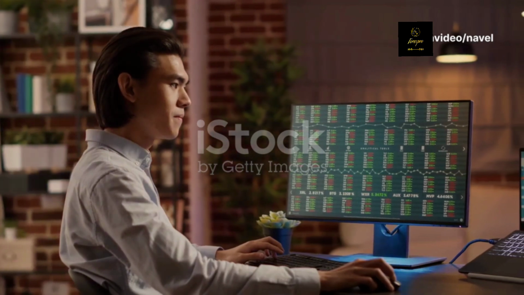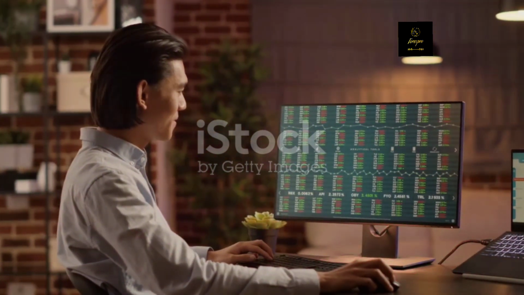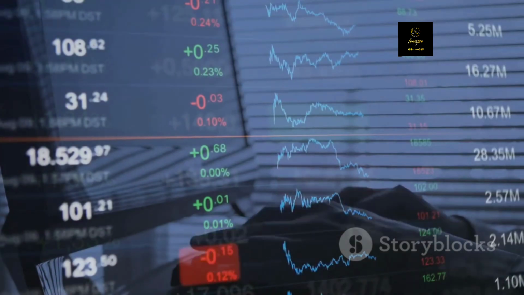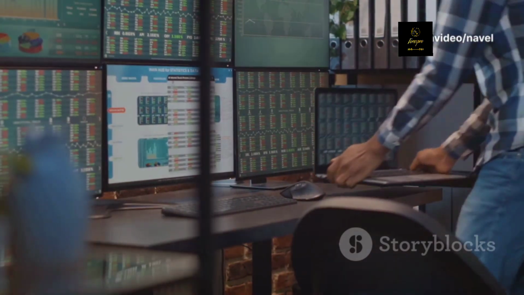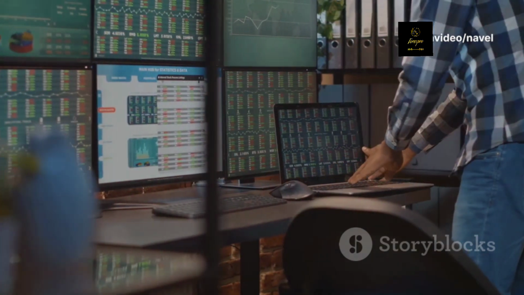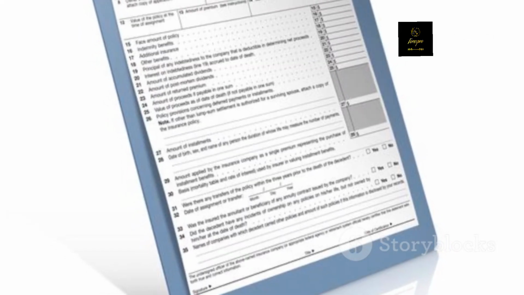Chapter 15. Hedging. Protecting yourself from the unexpected. Here's a strategy that's all about managing risk. Hedging involves taking offsetting positions in the market to reduce your exposure to potential losses. Think of it like insurance for your trades.